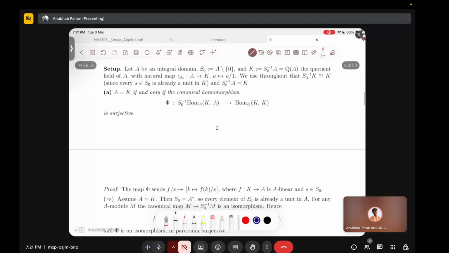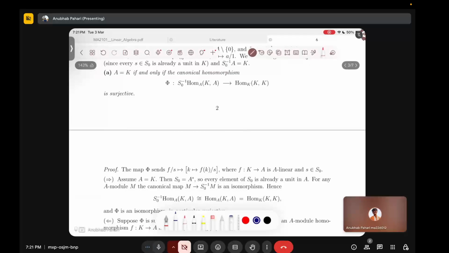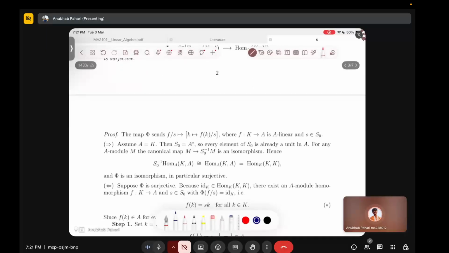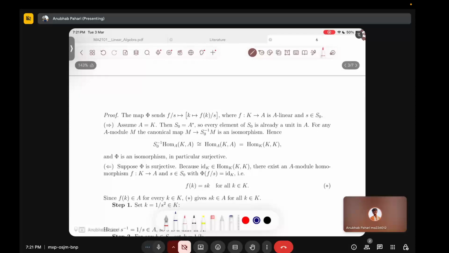Now let us assume that A equals K. Then S0 is A star, that means A minus 0, so every element of S0 is already a unit in A, and for any A module M, the canonical map from M to S0 inverse M is an isomorphism. Since a is a unit, for a belongs to S0, 1 by a belongs to A. Therefore it is easy to find an inverse map from S0 inverse M to M, and you can prove this.